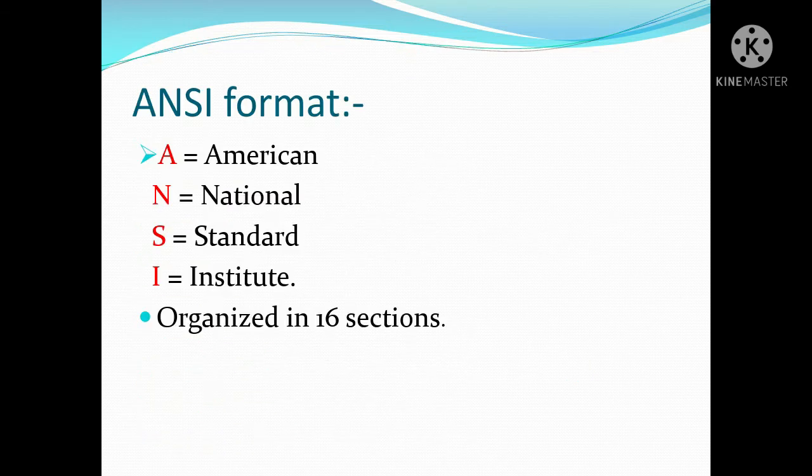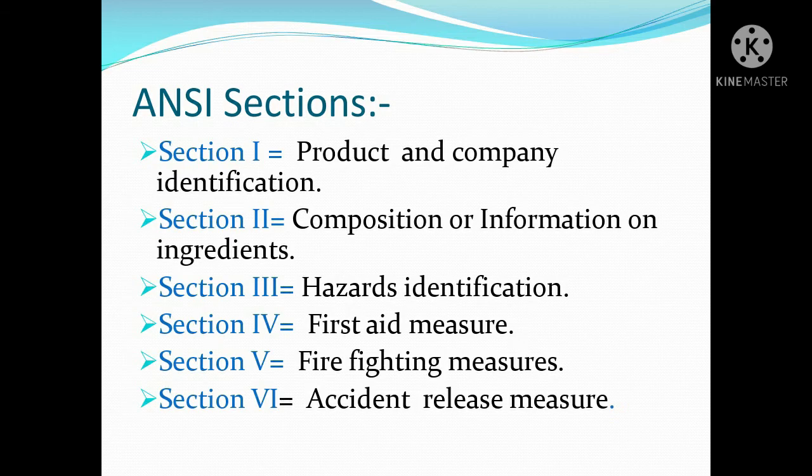The second type of format is ANSI format. ANSI stands for American National Standards Institute. It is organized in 16 sections. The first section is about product and company identification. Section 2 is about composition or information on ingredients. Section 3 is about hazard identification.